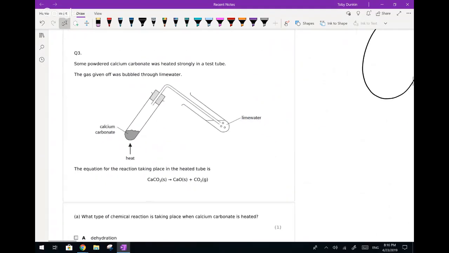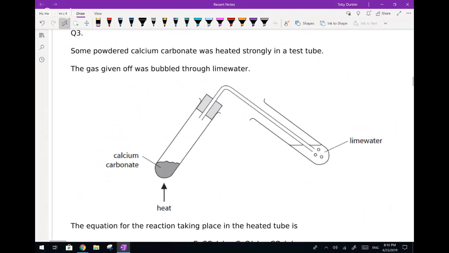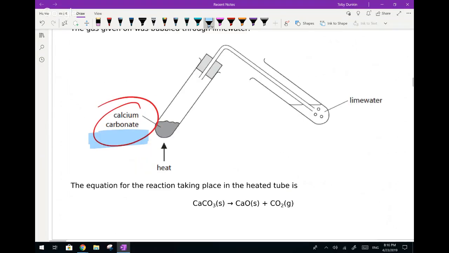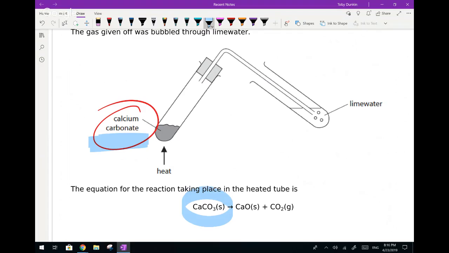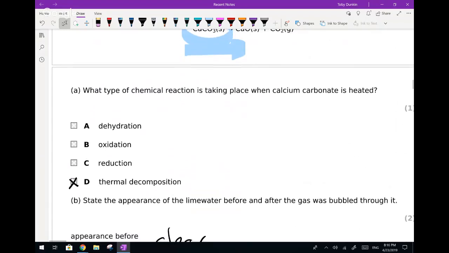Right, this is the decomposition. This is the thermal stability of carbonates. They've taken blue-green, it's nice for me to add colors to this, blue-green copper, hang on a minute, I tell a lie. White, my apologies. They have taken white calcium carbonate, heated it, and they're bubbling the gas through lime water. Let's look at the equation. The calcium carbonate decomposes to give calcium oxide and CO2. The lime water will turn cloudy.